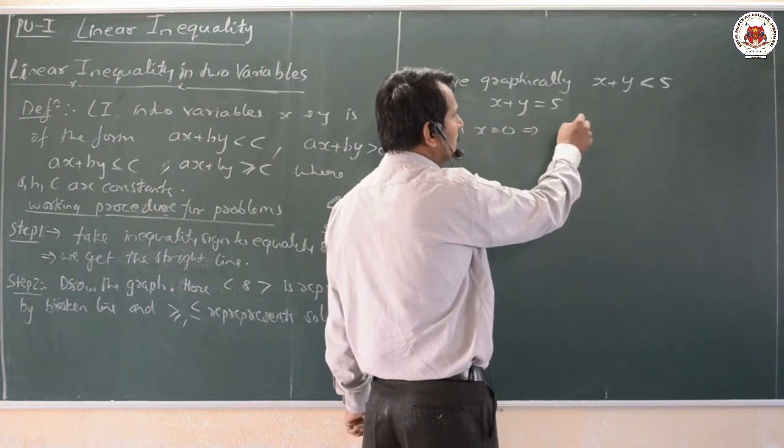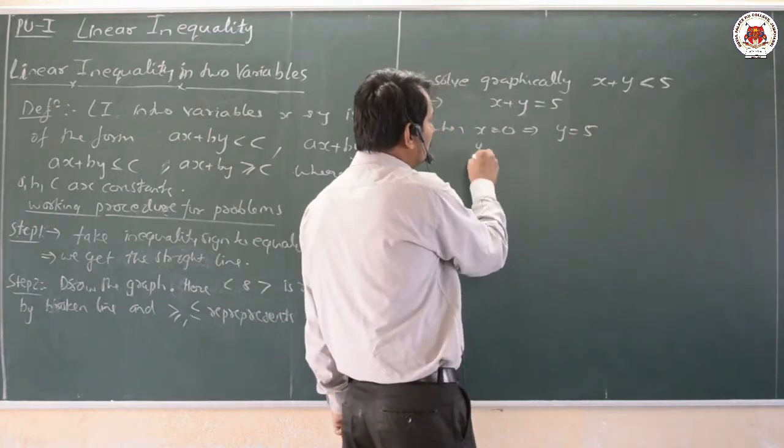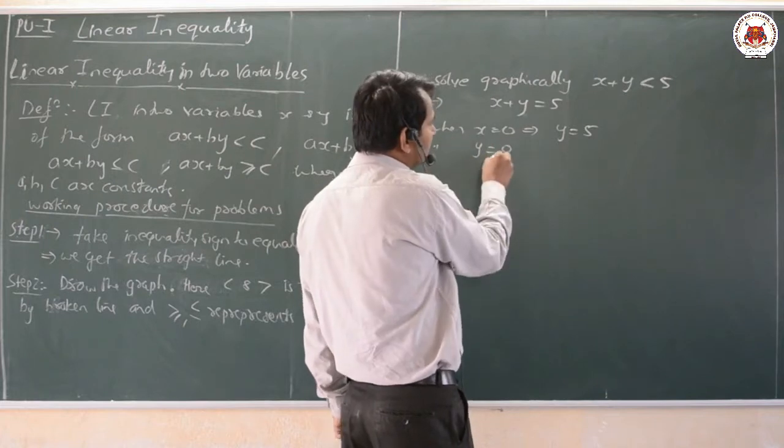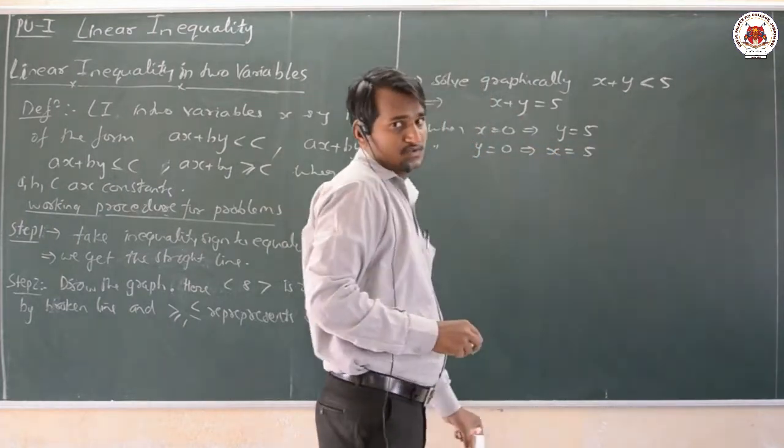When x is equal to 0, what do we get? y is equal to 5. And when y is equal to 0, that implies x is equal to what? The value is 5 here.